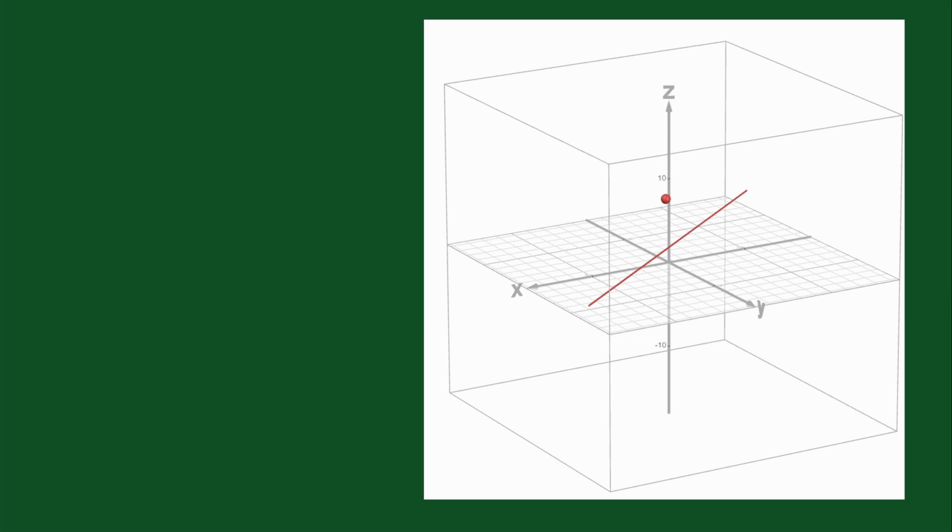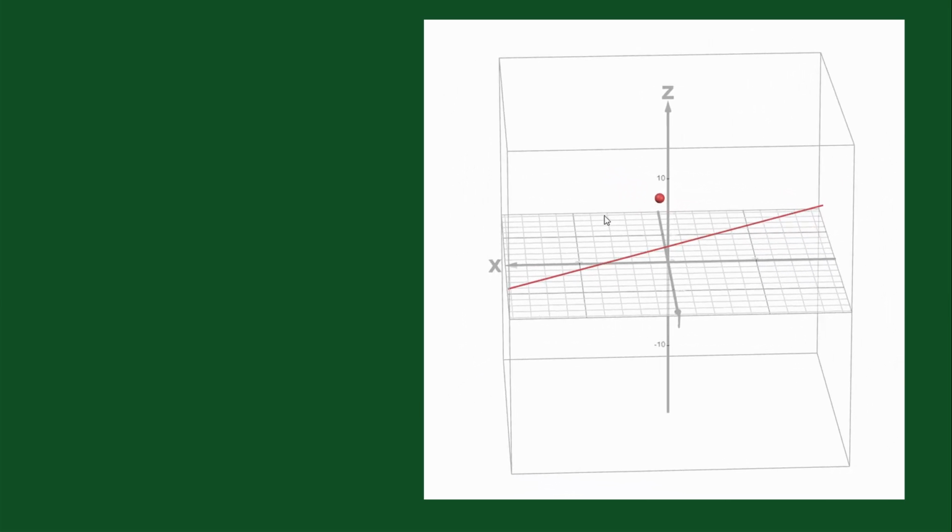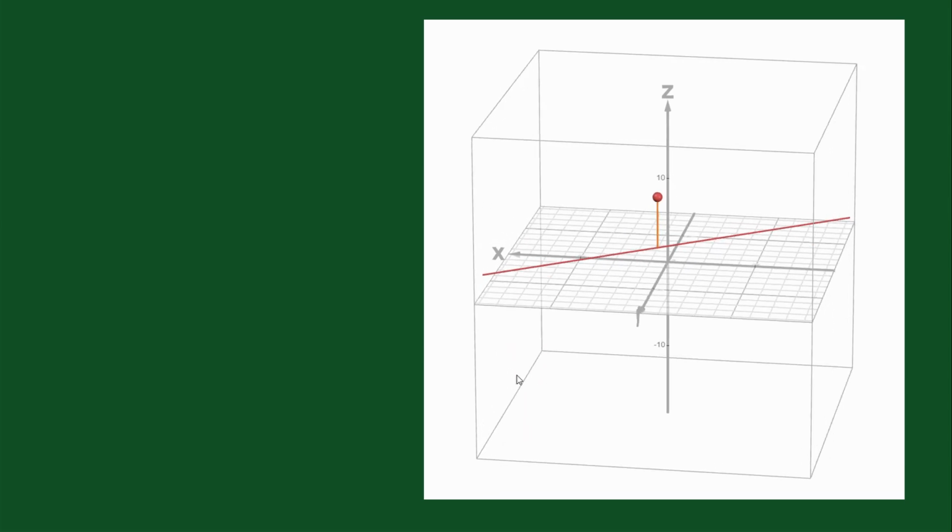So let's say that we have a line, and you can see the line here. And let's say we have this point, I'll call this point Q. And we want to find this distance. It's the distance between the point and the line, but it's the shortest distance between the point and the line, meaning this orange line that I have here is going to be perpendicular to my red line.